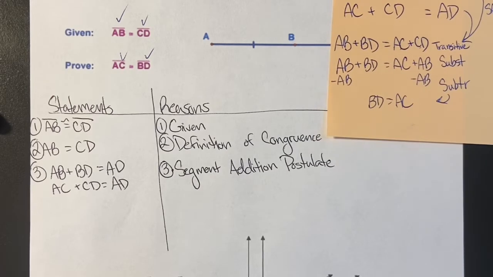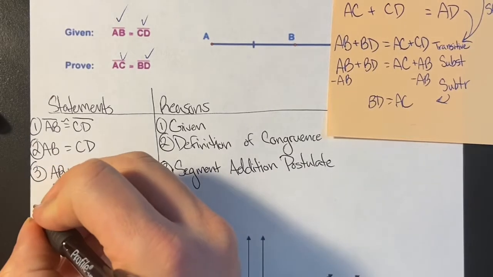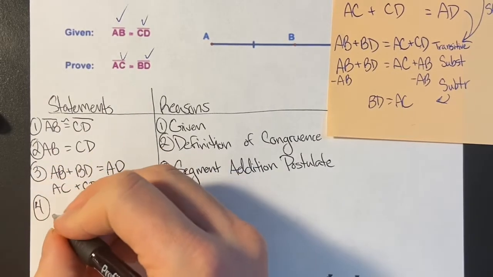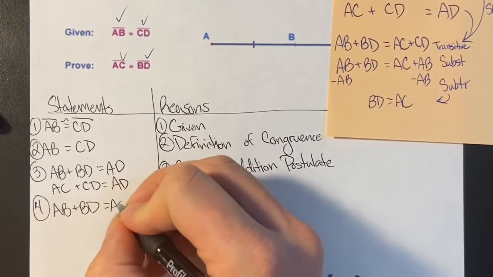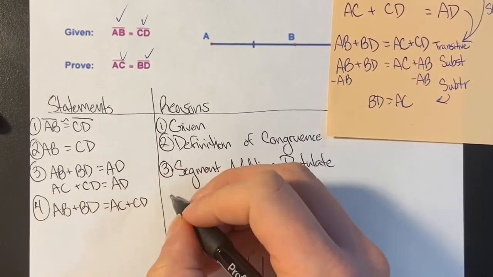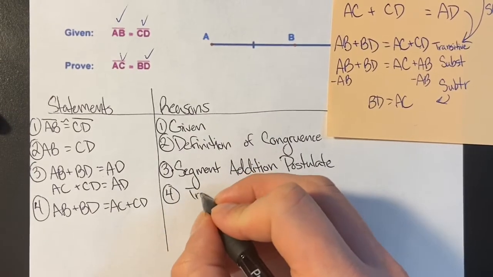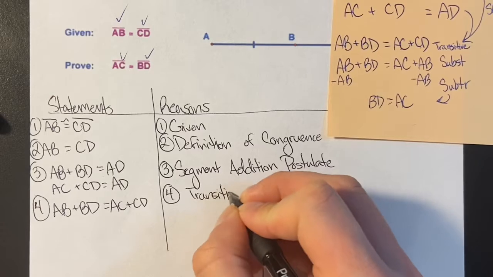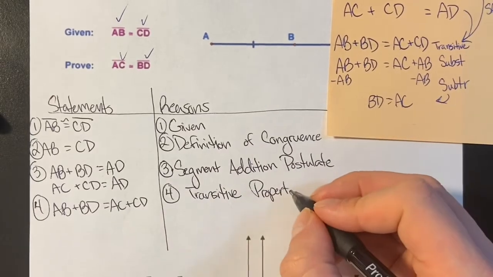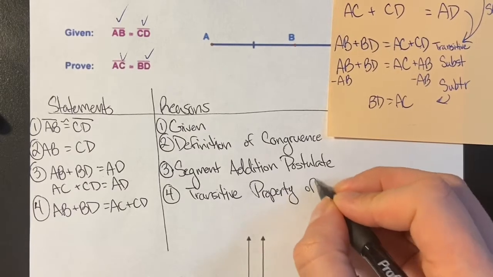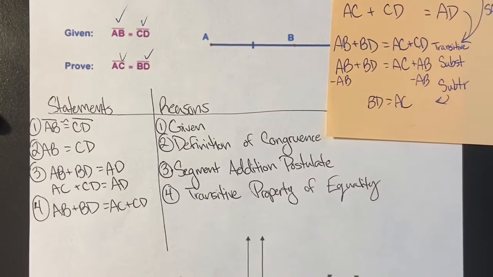Also, what's next? Since AD equals this and AD equals that, I can use the transitive property by saying AB plus BD equals AC plus CD, and that's the transitive property of equality. I'm going to run out of room. Time to write smaller.